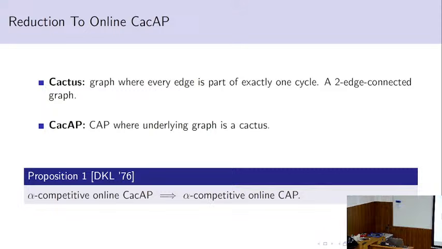And again, like I said, XAP, where you can substitute X with CAC, that's a cactus. What this allows me to say is that if you can get an alpha competitive online algorithm for cactus augmentation, you can get an alpha competitive online algorithm for connectivity augmentation. So I'm going to solve cactus instead of connectivity augmentation, and by getting rid of the k there, from the k connected graph, I brought it down to a two connected graph. That is how we get rid of the k.